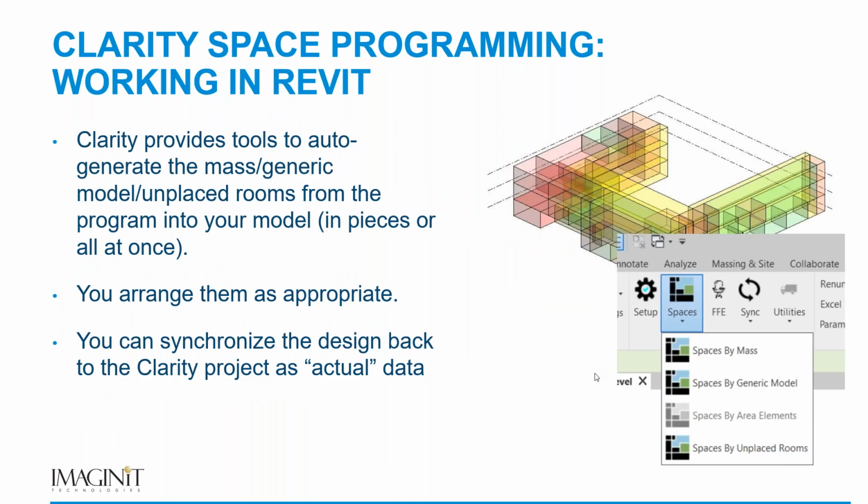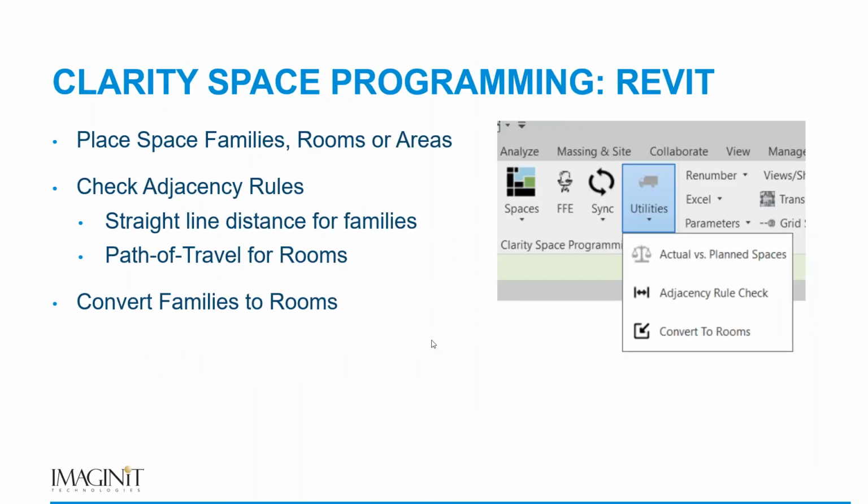We can help you auto-generate the data, help you place stuff, although a lot of this is still manual, but you get to arrange them. And then we give you tools to synchronize that data as actual data back to Clarity so that we can provide some reporting on that side. We can check inside of Revit, how are we doing actual versus planned spaces. We can check for adjacency.